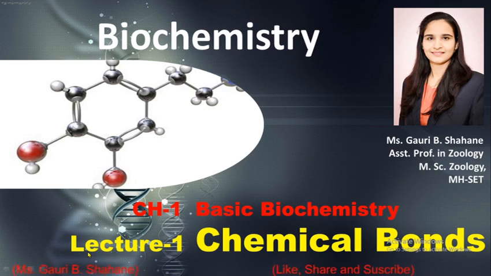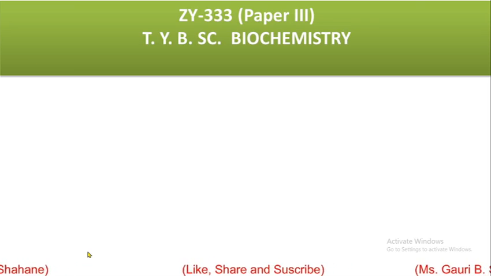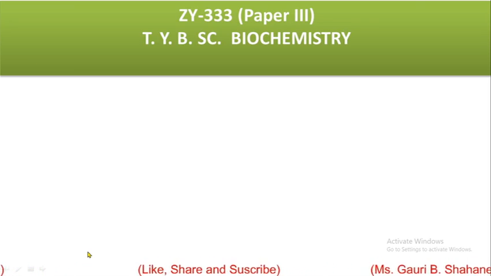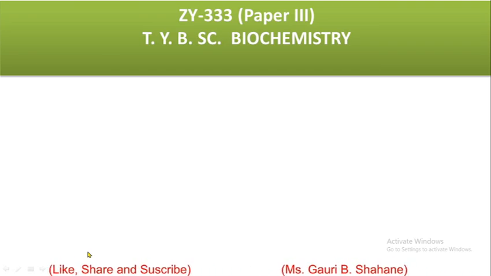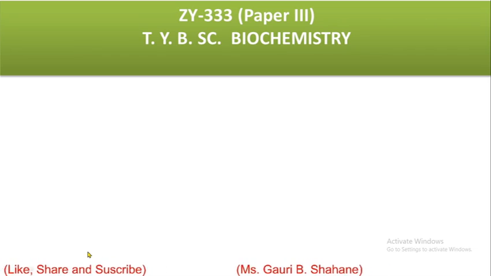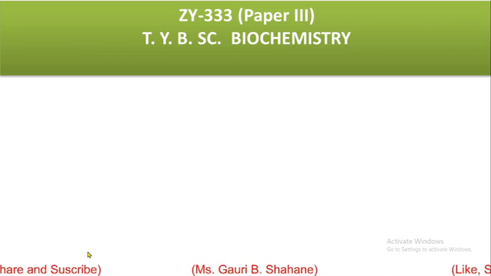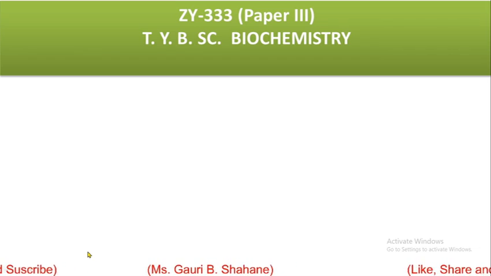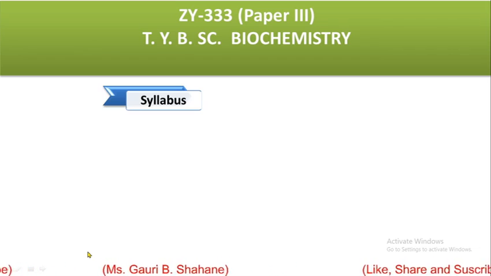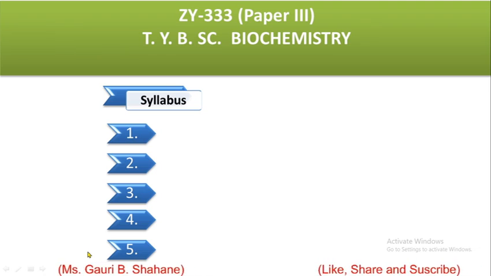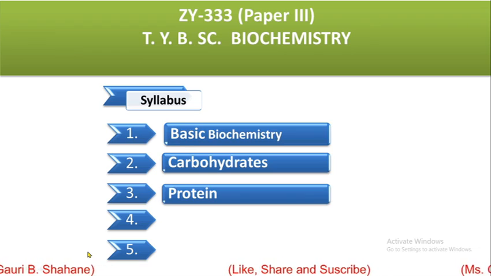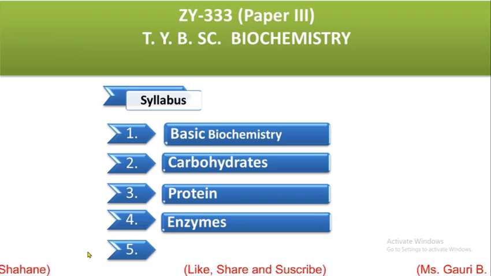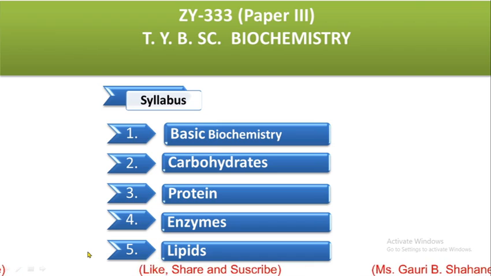Today in this video I am going to discuss about the chemical bonds. Before that, see the syllabus of biochemistry from the TYBSc Zoology semester 3rd. As we know, there are total 6 theory papers in this semester, from which biochemistry is the third paper. In the syllabus, there are total 5 chapters, namely Basic Biochemistry, Carbohydrates, Protein, Enzymes and Lipids.